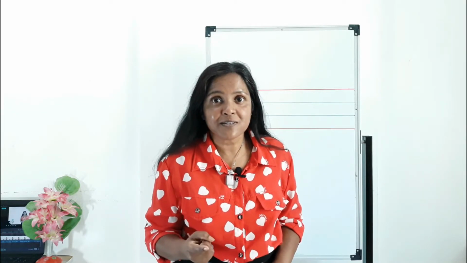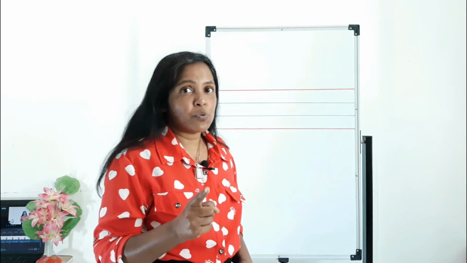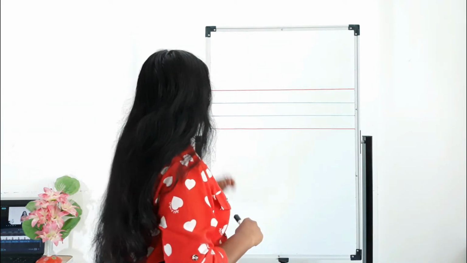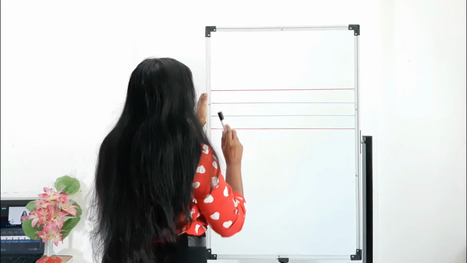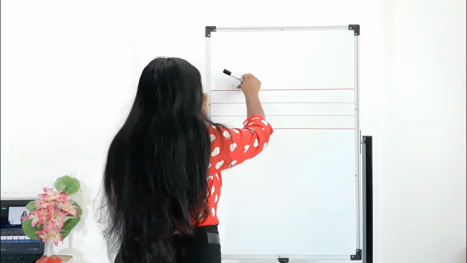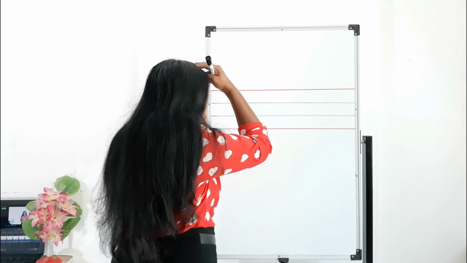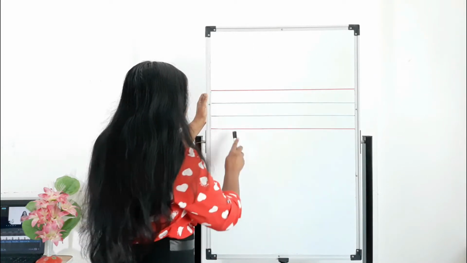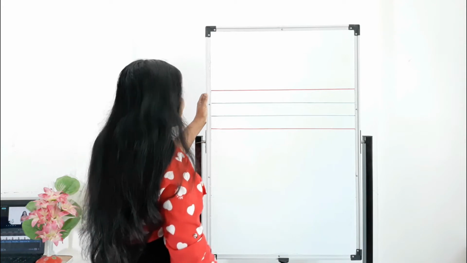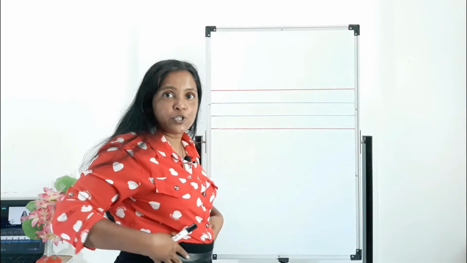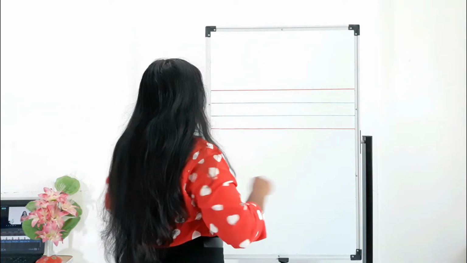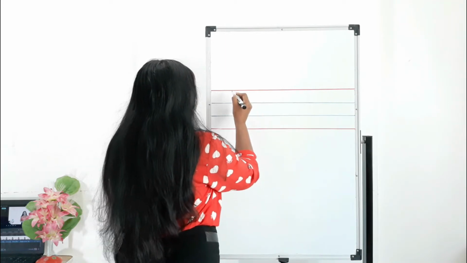Letter C is a consonant. First, I am going to show you how to write uppercase C. There are two types of letters, uppercase and lowercase. As you all know, these are two red lines and these are two blue lines. This line we call the headline. This line we call the leg line. These two lines we call the tummy lines. Two tummy lines.